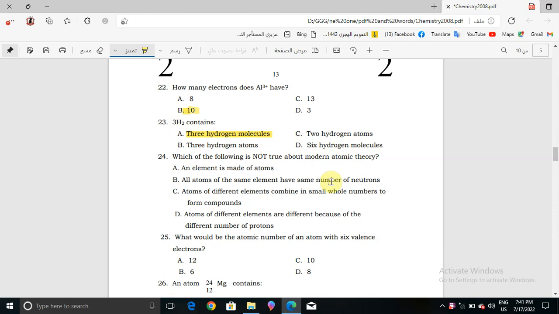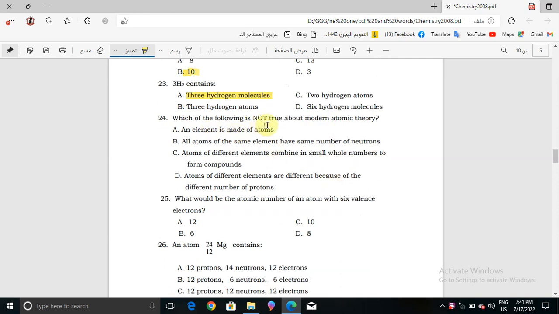Okay, now question number 24, which of the following is not true about modern atomic theory? An element is made of atoms, or all atoms of the same element have the same number of neutrons, or atoms of different elements combine in small whole numbers to form compounds, or atoms of different elements are different because of the different number of protons. Actually, the one which is not true about the modern atomic theory will be B, which is all atoms of the same element have the same number of neutrons, and this one is wrong.